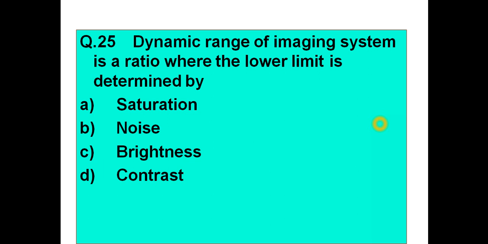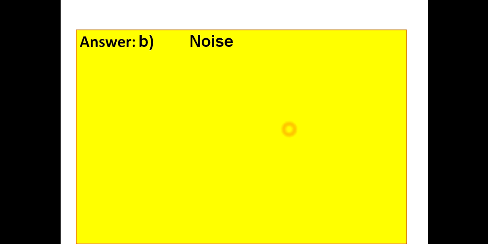Today's first question is: the dynamic range of an imaging system is a ratio where the lower limit is determined by option A, saturation, option B, noise, option C, brightness, option D, contrast. This question should be answered correctly by each of you because I have already explained the answer with explanation. The correct answer is, of course, B, that is noise.